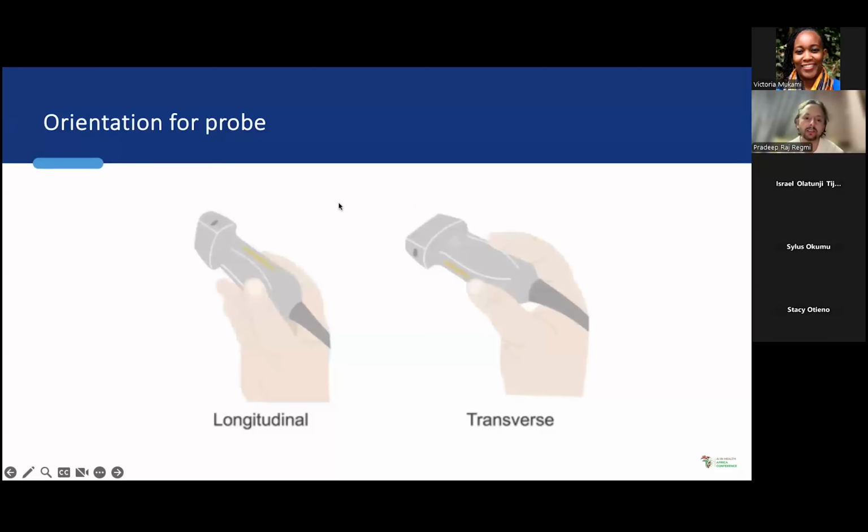And coming to the orientation of the probe, each probe has a small knob, this black structure, which should always be on the patient's right side or in the upper direction, toward the head. So while doing the longitudinal scan, this knob should be placed on the upper side, and while doing the transverse scan, it is always placed on the patient's right side.